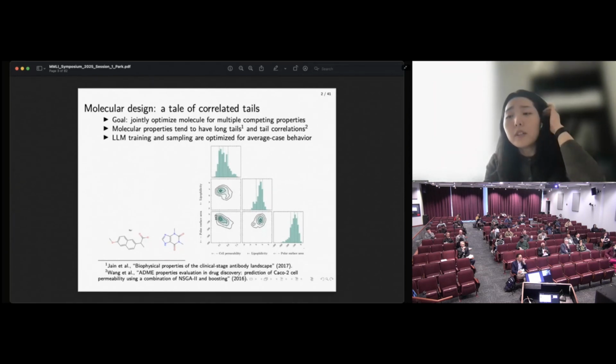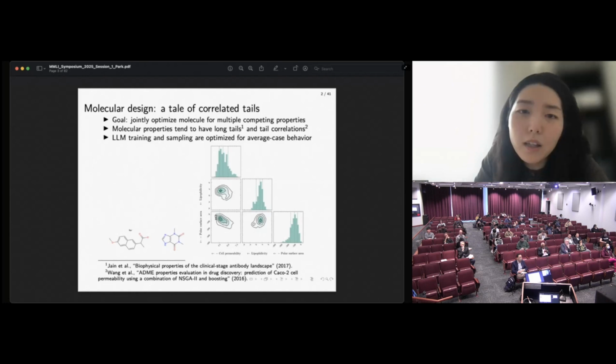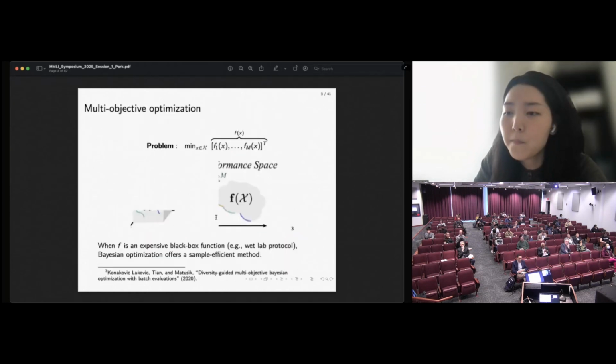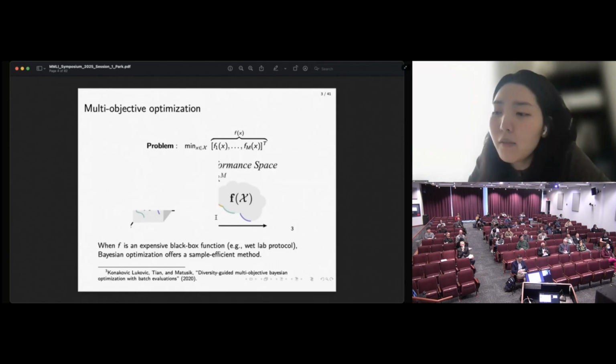On the other hand, if we think about LLMs, they are optimized for average case behavior. We minimize the average cross entropy across the training data. And also post-training, we often draw very few samples because it's expensive and sometimes just go with greedy sampling. And this can lead to suboptimal handling of rare events. We can formalize molecular design as multi-objective optimization.